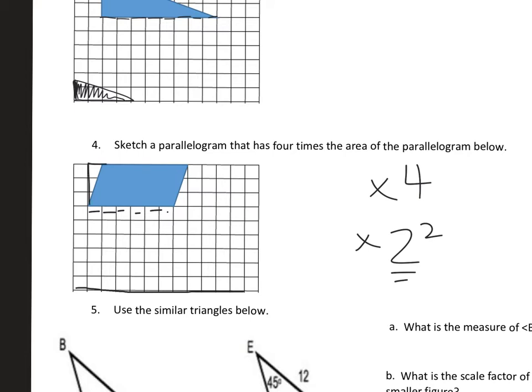So now, instead of going up 3, right 1, I'm going to go up 6, 1, 2, 3, 4, 5, 6, and right 2 to make my new parallelogram. Same thing over here, I'm going to go up 6 and right 2, so I'm a little bit off.